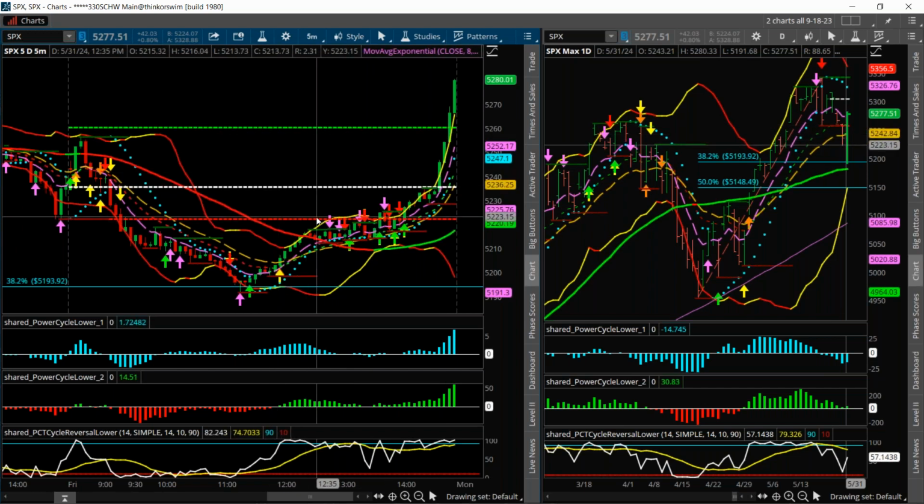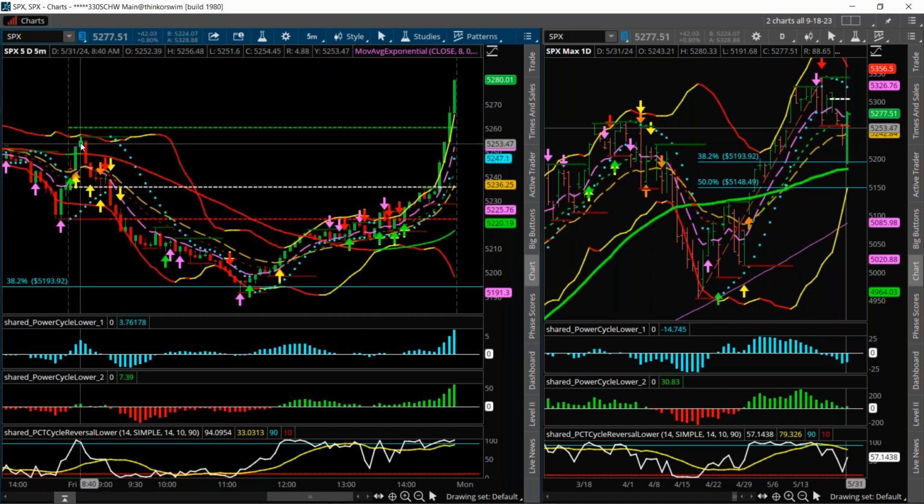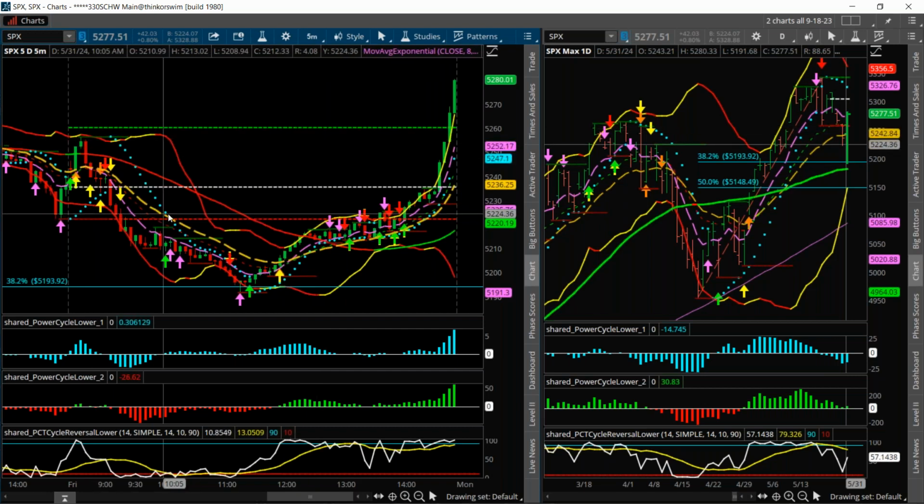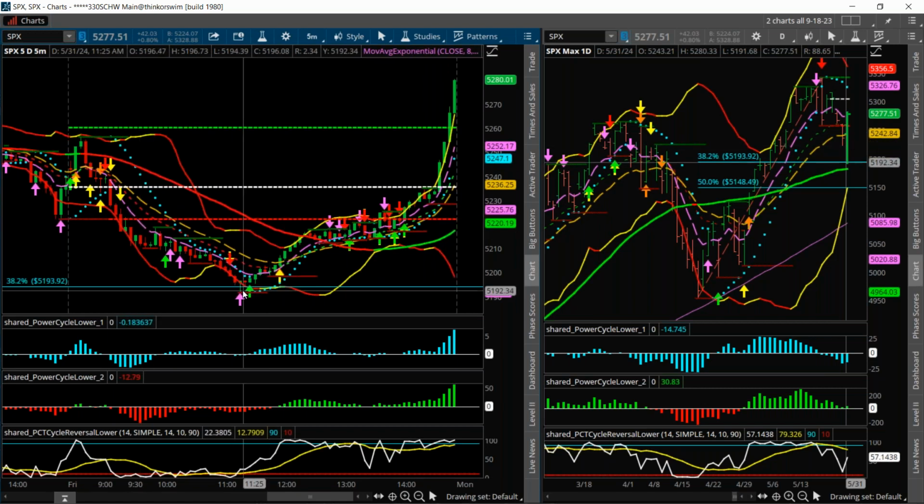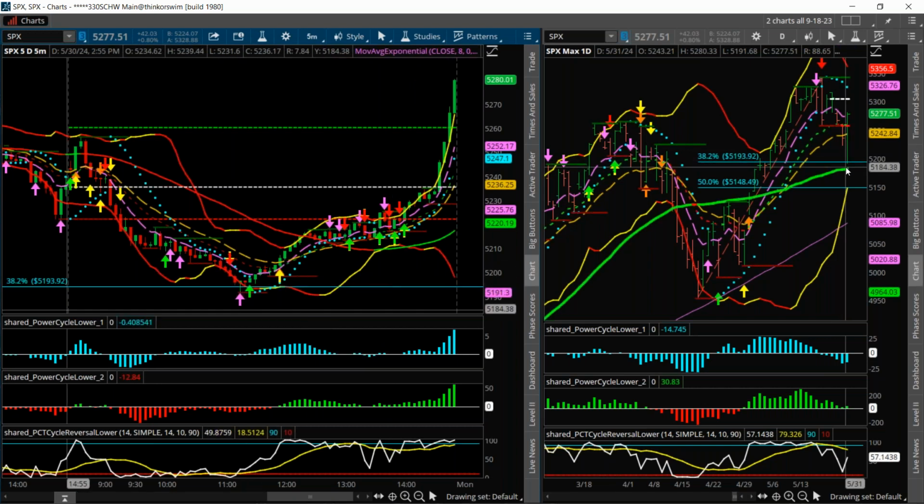So what happened? The market opened up, came down, and broke the low of Thursday. It looked like everything was just starting to fall apart. And then where did it come? Came down to the 382 retracement, which was also right there, basically the 50 simple.